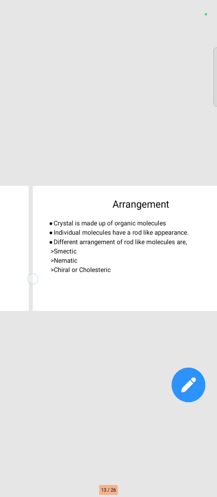Okay, now the arrangement, how the arrangement is there. Crystal is made up of organic molecules. These individual molecules have a rod-like appearance. Different arrangements of rod-like molecules are nematic, smectic, and chiral or cholesteric. Okay, now we see one by one.